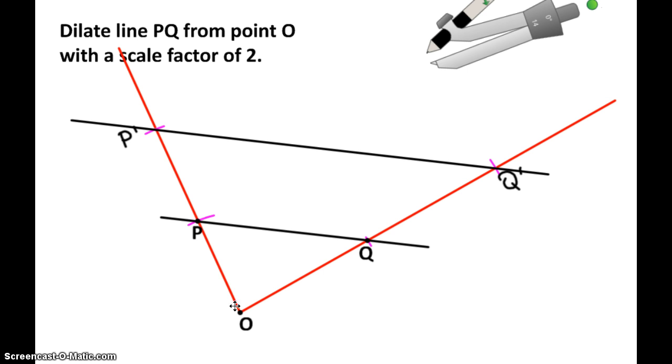Alright, now take a look at this line. Okay, this line is twice the distance from O that PQ is. It also has the same slope. These lines are in fact going to be parallel. Okay, so they are similar but not congruent, and that's how you dilate a line.